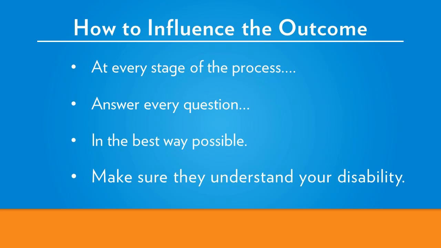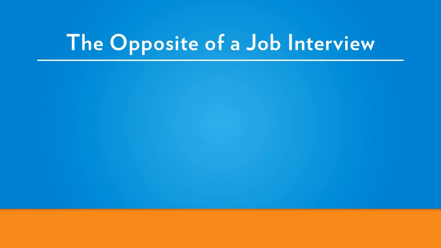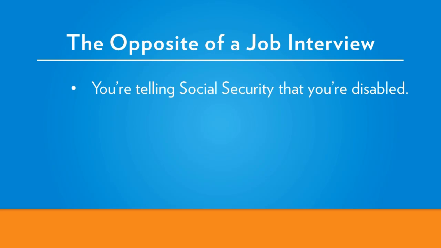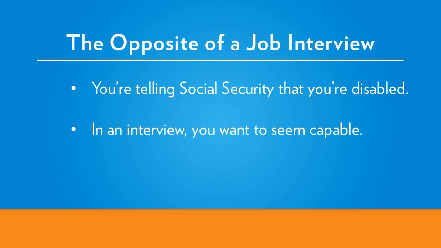The answers you choose to give Social Security present a picture of your disability, and they'll make a real difference in how they view and process your appeal. The opposite of a job interview. Remember, you're filing your appeal for disability benefits, which means you're telling Social Security that you are disabled.